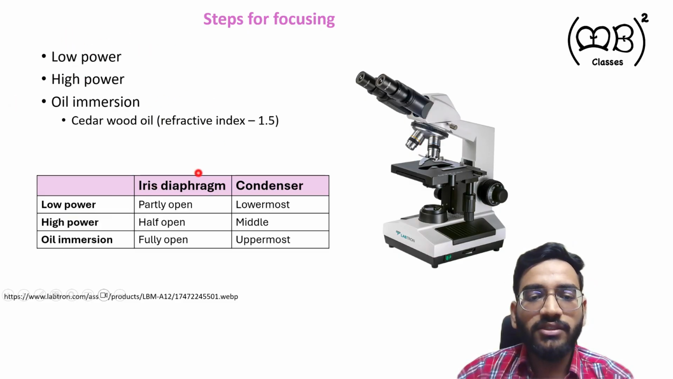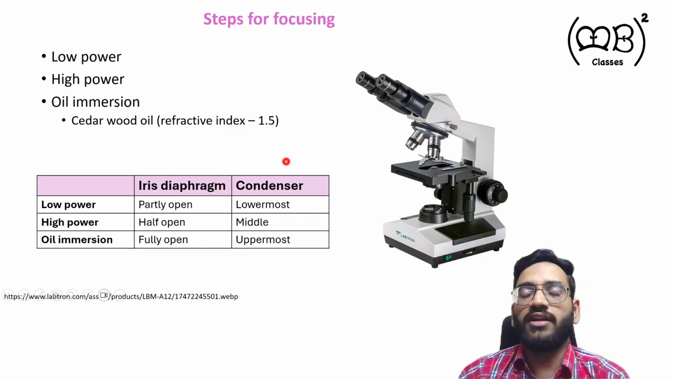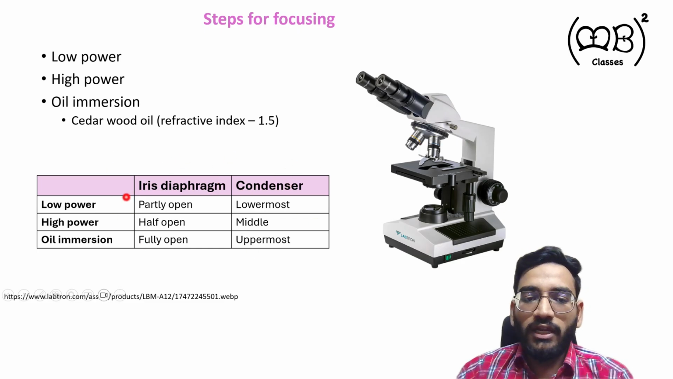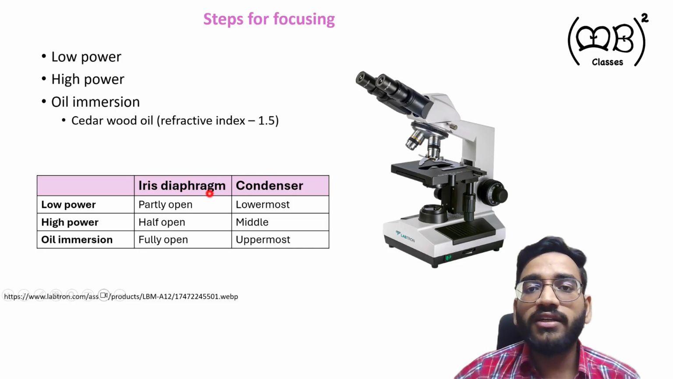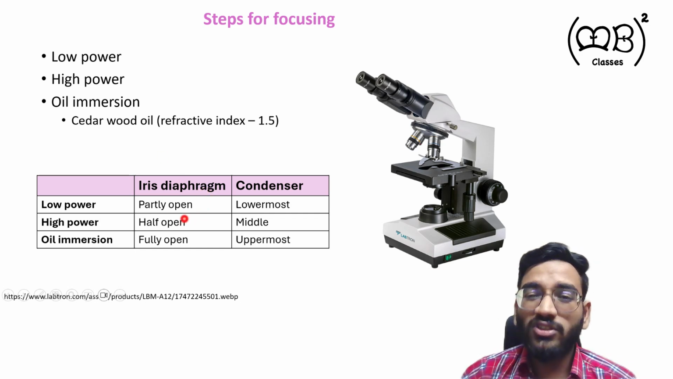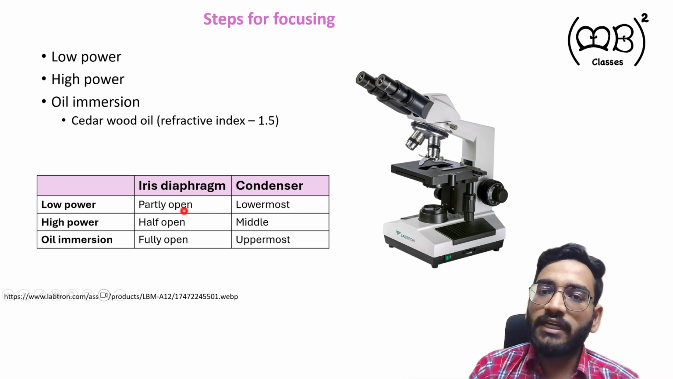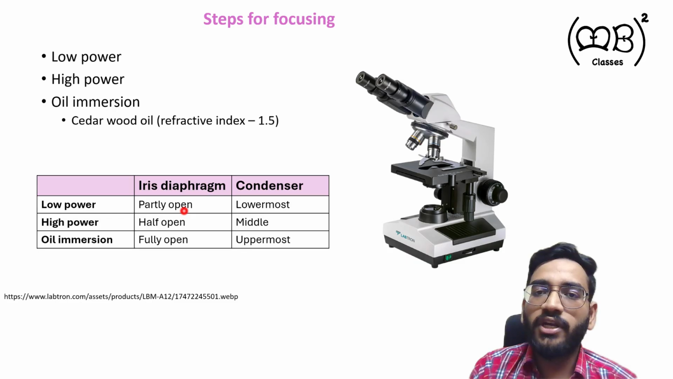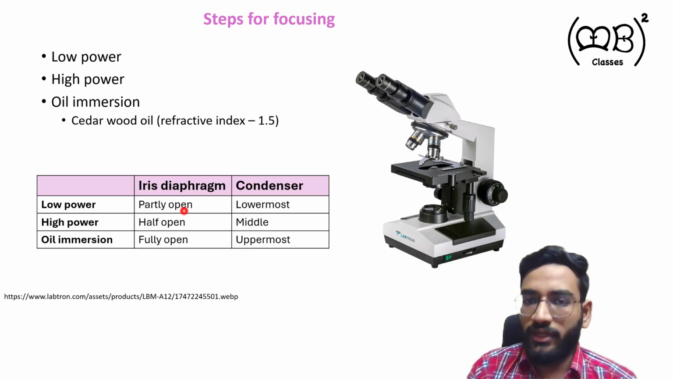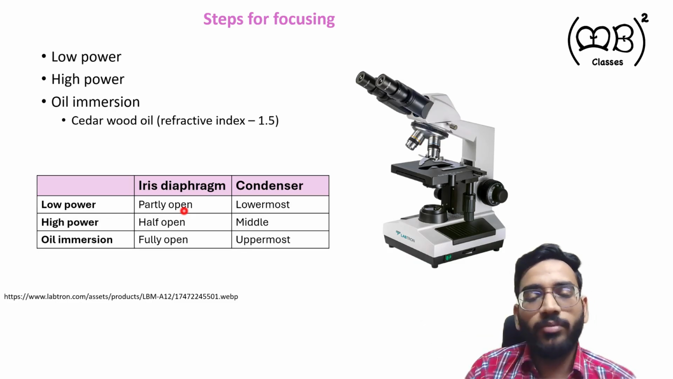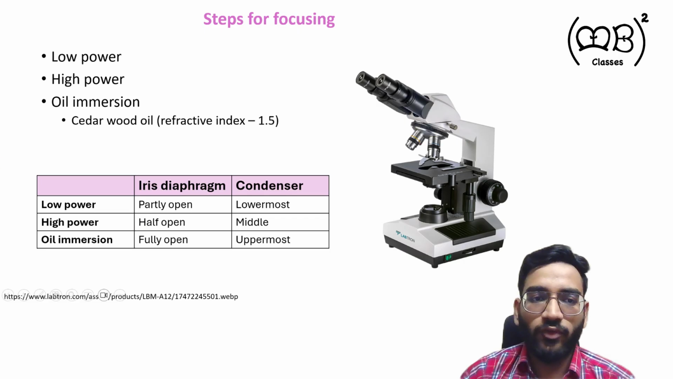And the third thing is the position of the iris diaphragm and the condenser, which is the most important. Sometimes you can be focusing under 40x or 10x very correctly, but the position of the condenser or the iris diaphragm is not correct. So the light coming is not correct. Either it will be very brightly illuminated or very dimly illuminated, so you will not be able to see the specimen under focus.